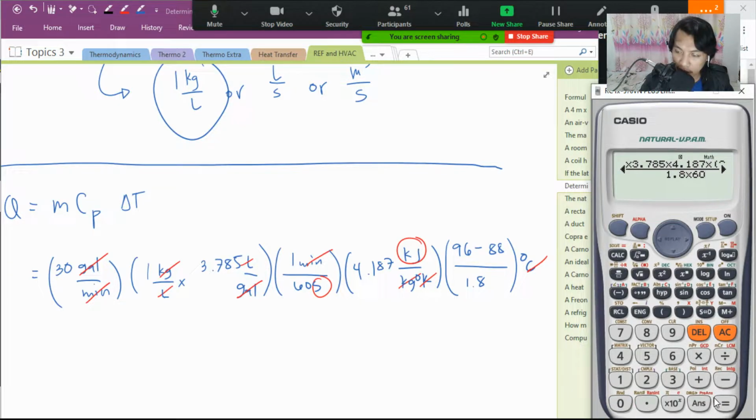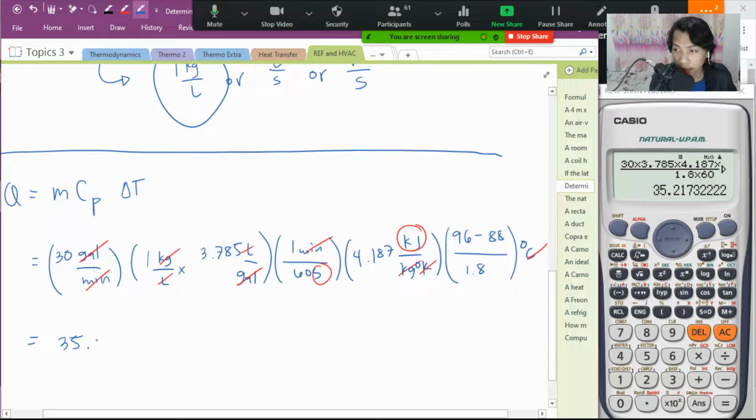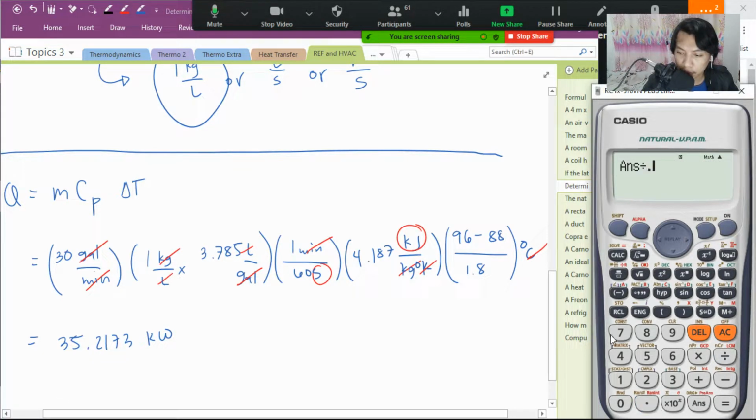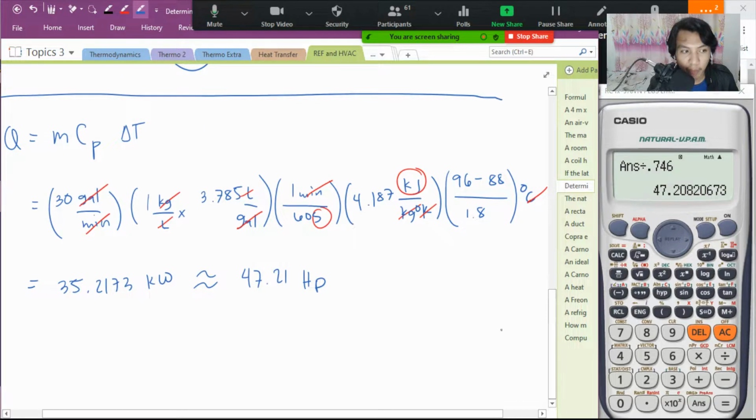Ang lumabas is in kilowatts dapat. 35. Okay, 35.2173 kilowatt. Yan kailangan natin HP. Divide by 0.746. Approximately 47.21 HP. O sir, gamitin natin naman yung formula mo.